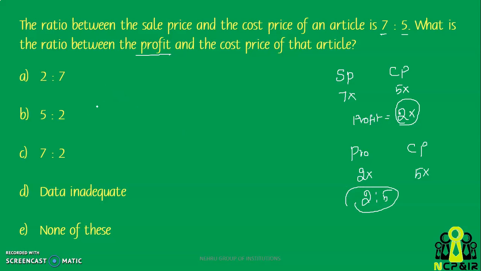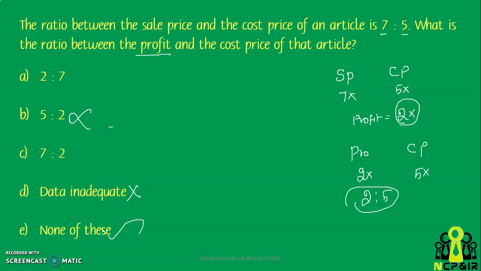So now if you see here, we have only 5:2, but this is wrong, because the required answer is in terms of profit is to cost price. But if cost price is to profit, then this will be the right answer. So in this case, it is not a data inadequate scenario also. The answer will be none of these. So that is the reason I included this problem.